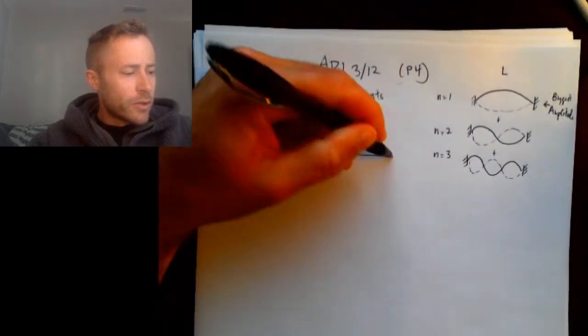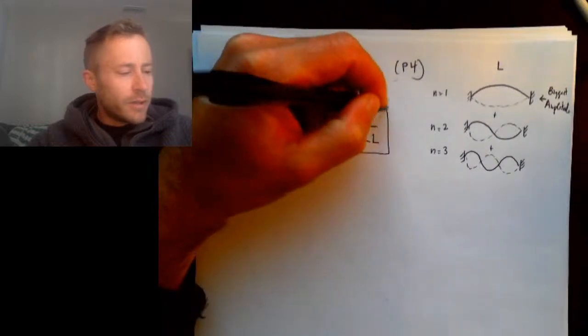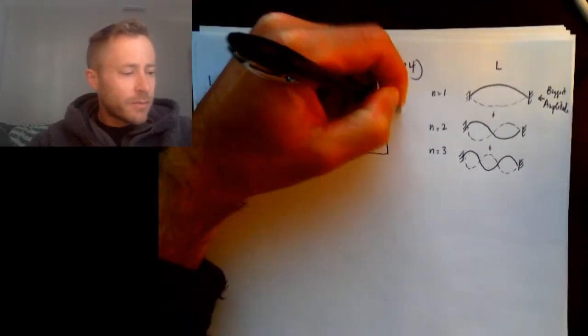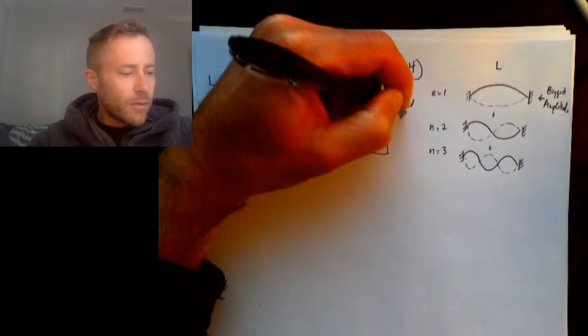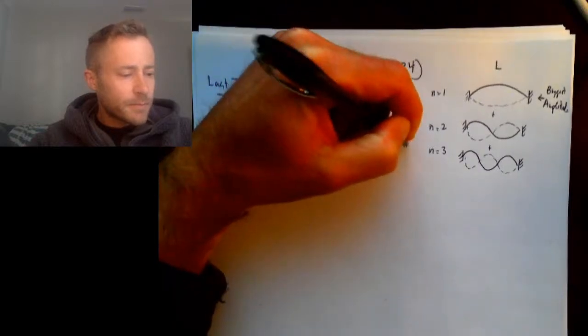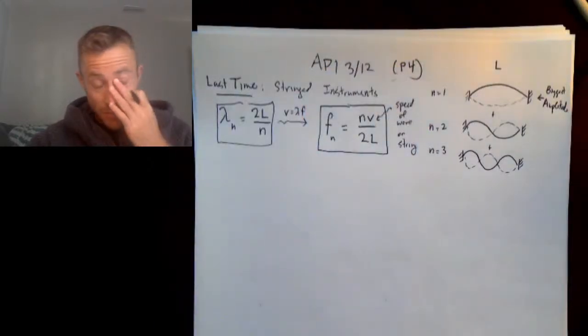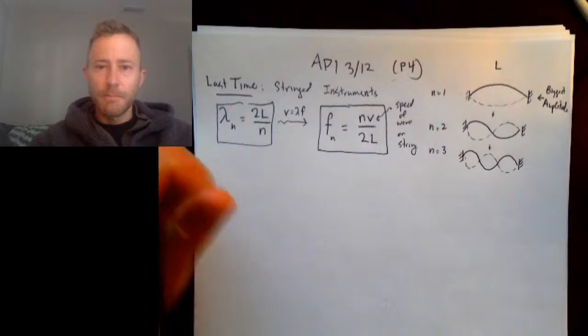Okay, so here n is the harmonic number, v is the speed of a wave on the string, and then L is, of course, the length of the vibrating portion of the string.